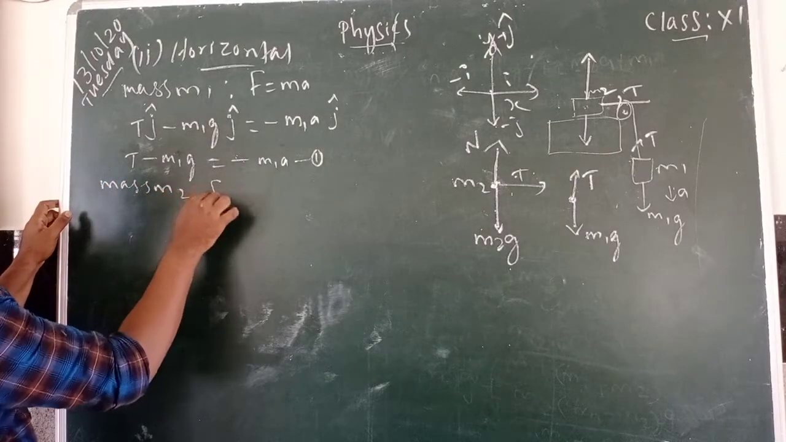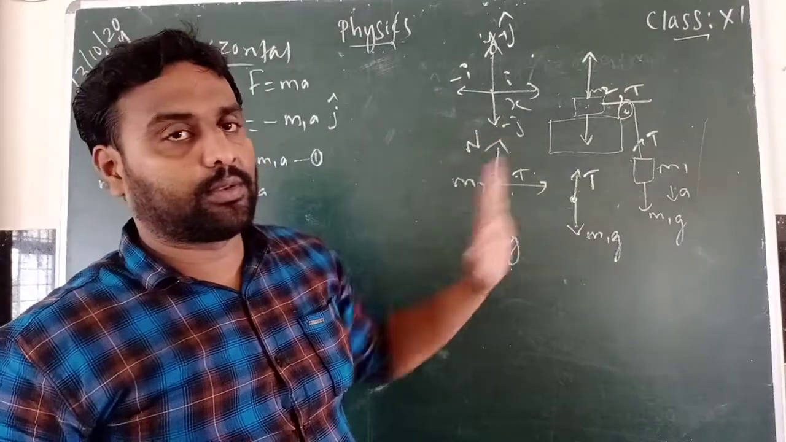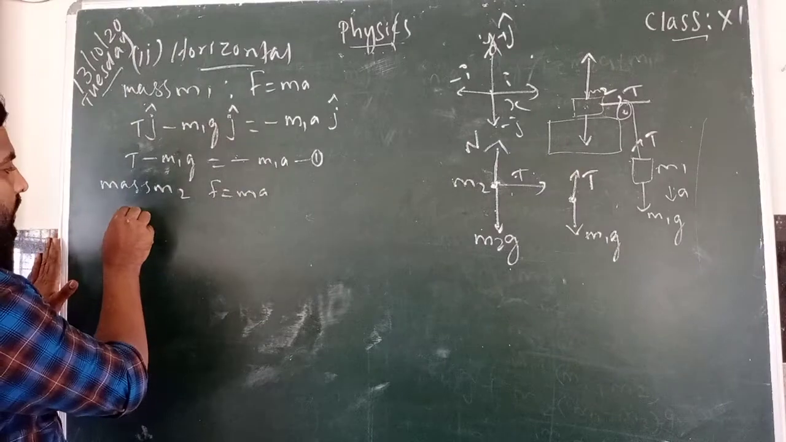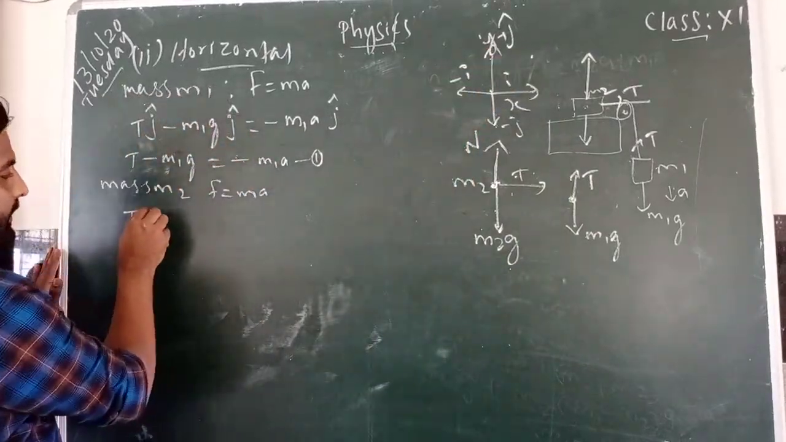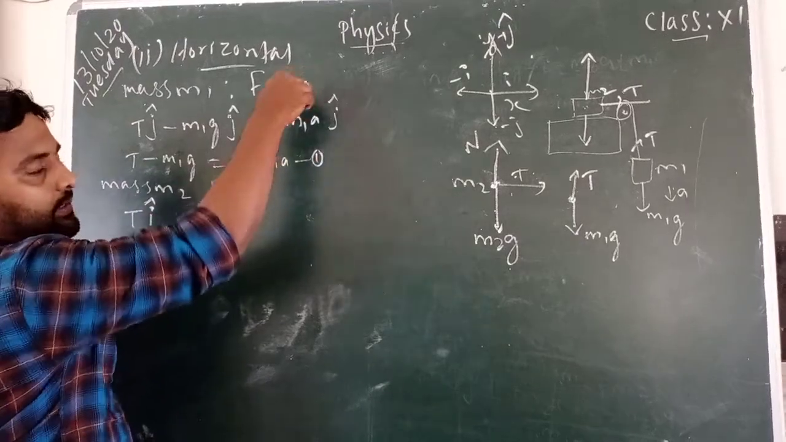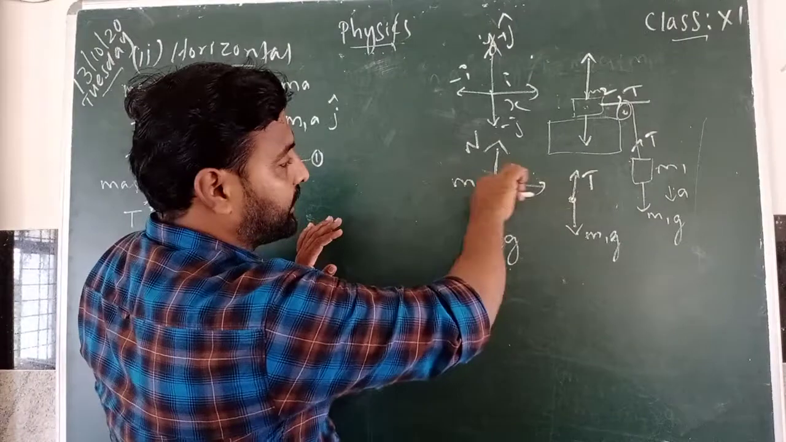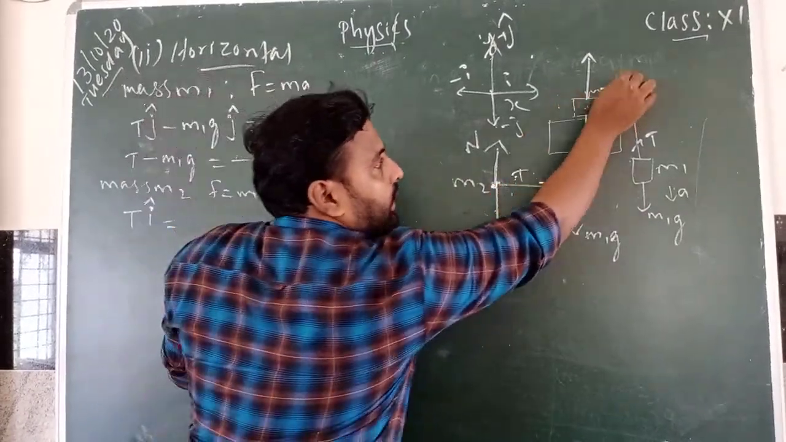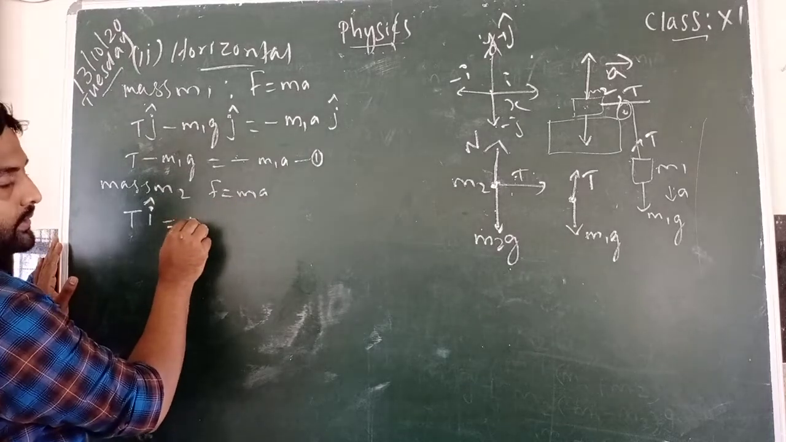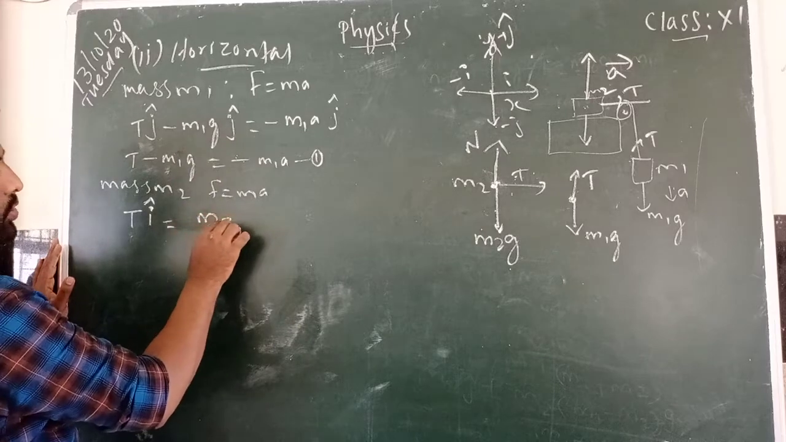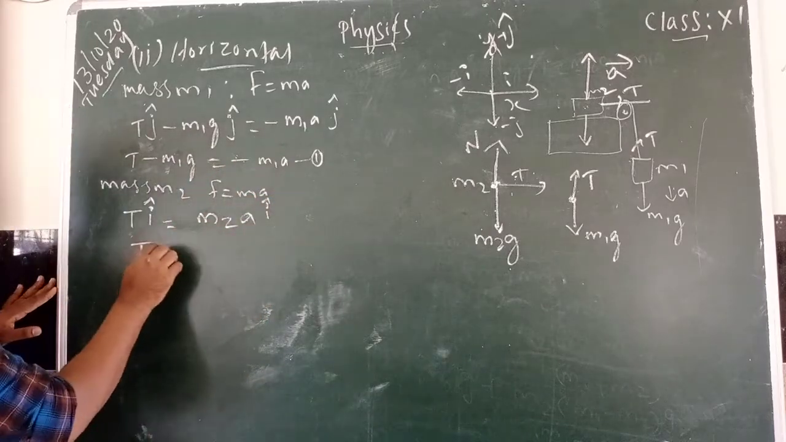So apply Newton's second law for mass M2: F equals Ma. Take the tension T in this direction, the I unit vector, along the x direction, with y being the other direction. In the x direction there is no gravitational force, so only T is there, and there is acceleration: T, I unit vector equals M2A, the same I unit vector. Combining the components, T is equal to M2A.